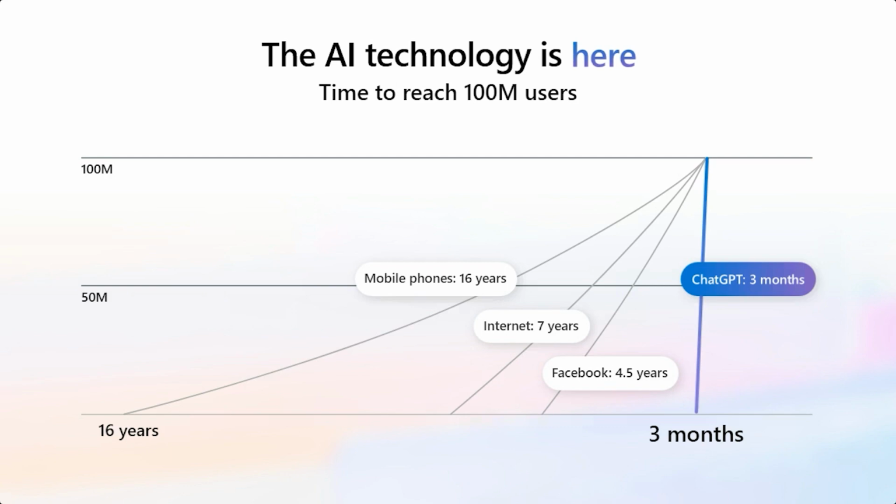It's a vertical line. So there's no more gradual or even steep slopes to adoption. It is a vertical line. And that helps us understand that this is really something different. This is something that we're not used to in terms of speed and change and rapid deployment and accelerated adoption.